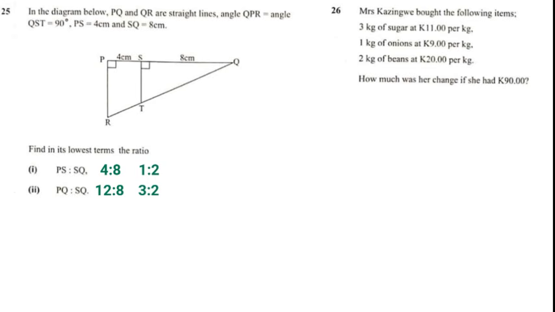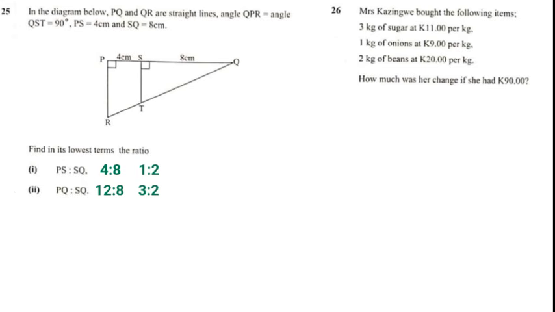Okay, now let's go to question 26. Question 26 is: Mrs. Kalingwe bought the following items: 3 kg of sugar at 11 kwacha per kg, 1 kg of onion at 9 kwacha per kg, 2 kg of beans at 20 kwacha per kg. Then the question is, how much was her change if she had 90 kwacha? Okay, so Mrs. Kalingwe had 90 kwacha and she bought these items. So let's find how much she spent before we look for how much the change was.